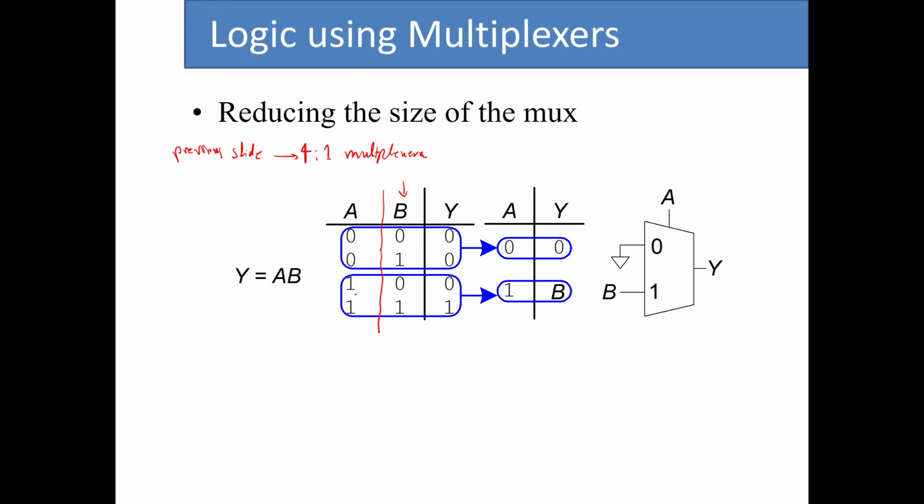Now let's do it for the next set of 2 rows. What happens when A is 1, which is true for both of these rows? For these 2 rows, when B is 0, Y is 0. When B is 1, Y is 1. So that means that for these 2 rows, Y equals B.